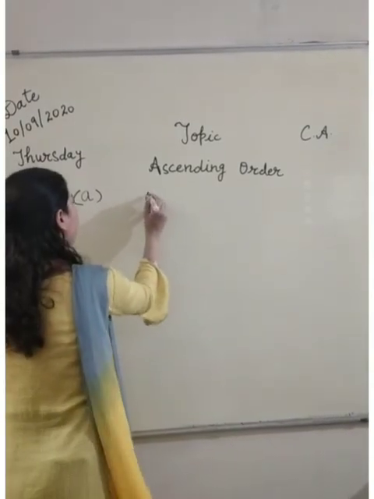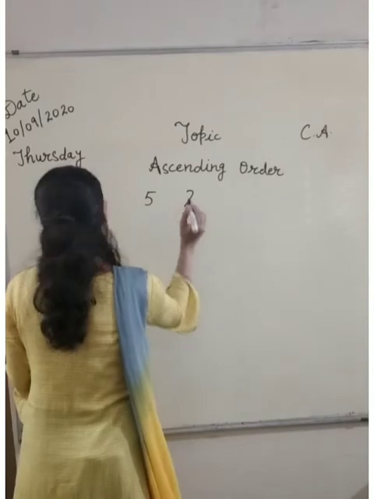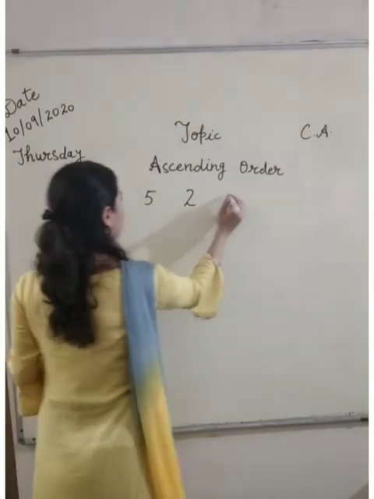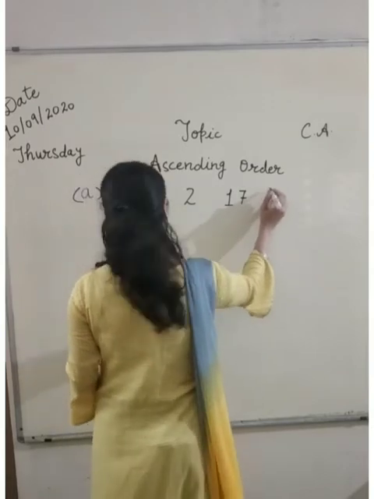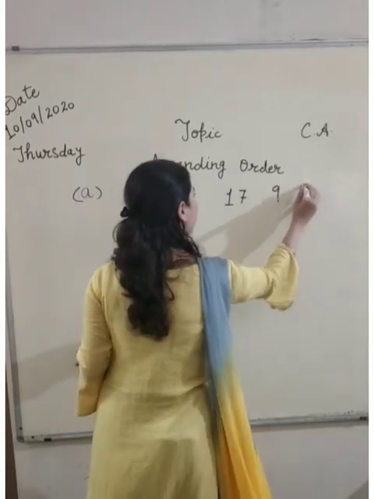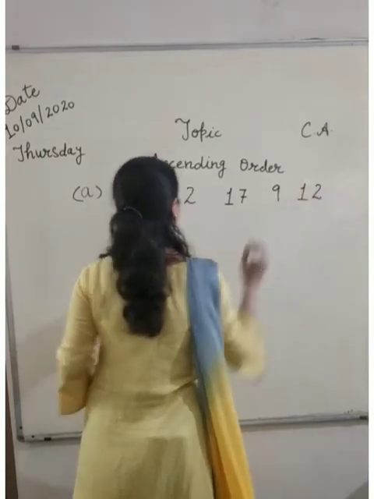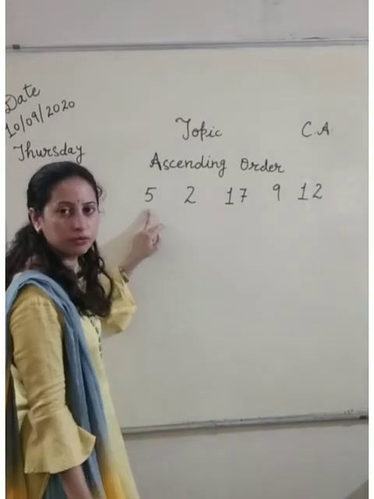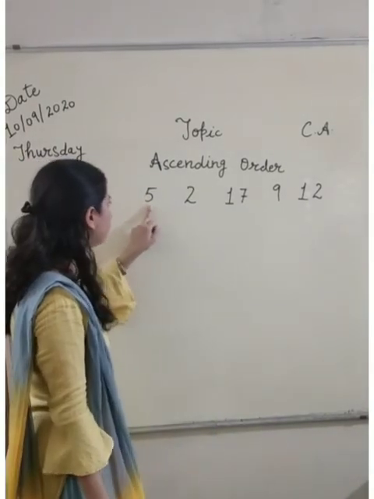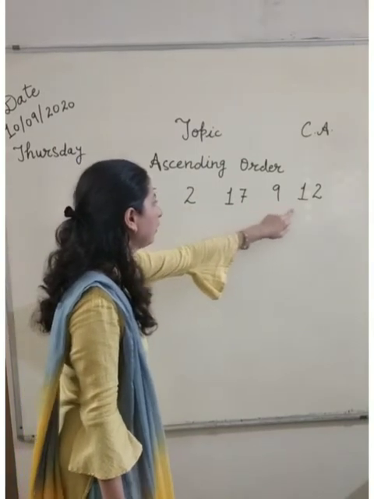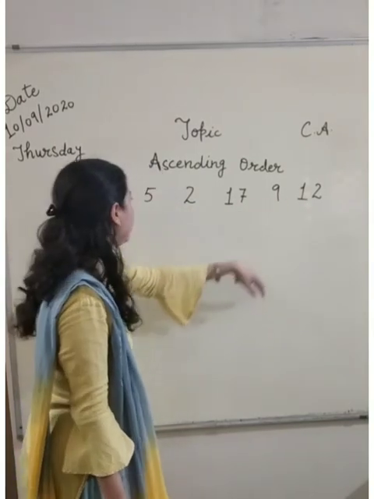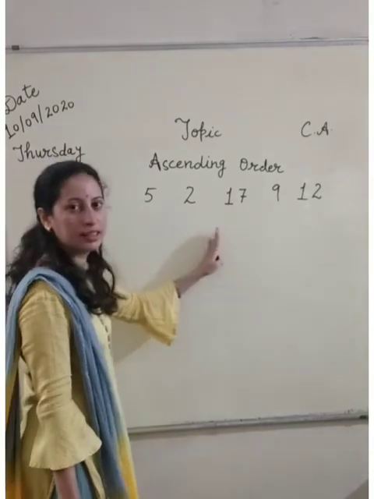I have written here numbers. Just see on the board: 5, 2, 17, 9, and 12. I have written here 5 numbers. Let's arrange these numbers in the ascending order.